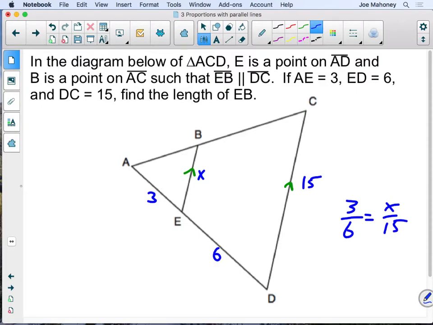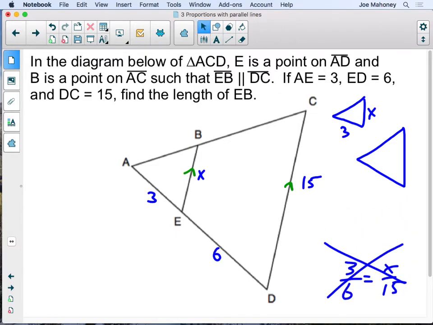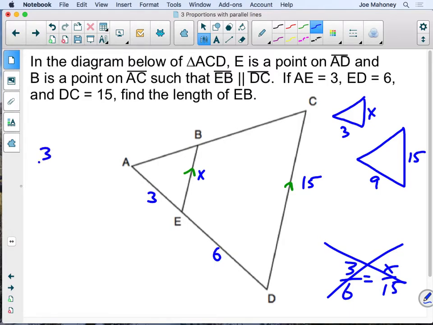Separate your triangles and take a look at it. Okay, that's no good. If I separate my two triangles, call that 3, call that X. Here's my big triangle. Move all that stuff down. There we go. Here's my big triangle. This side is 15. This whole side is 9. It's 3 plus 6. Separate your triangles. It's so helpful. So now if we do 3 over 9 equals X over 15, we can solve this and we get X equals 5. I'm going to put one of those on your test really soon. Don't make that mistake. Separate your triangles.